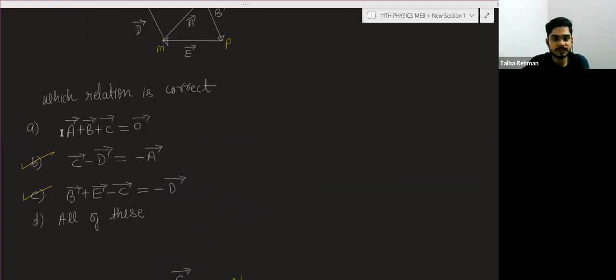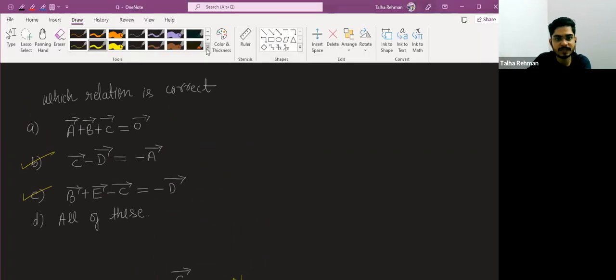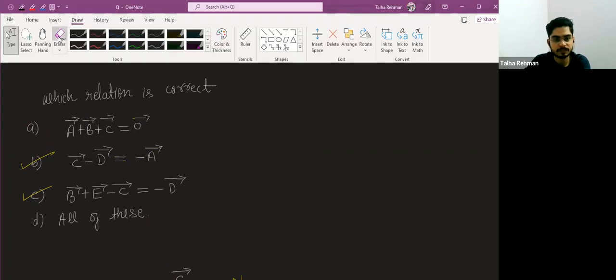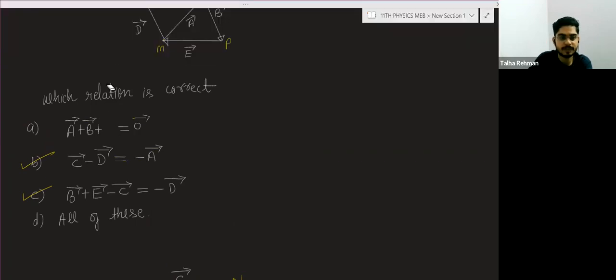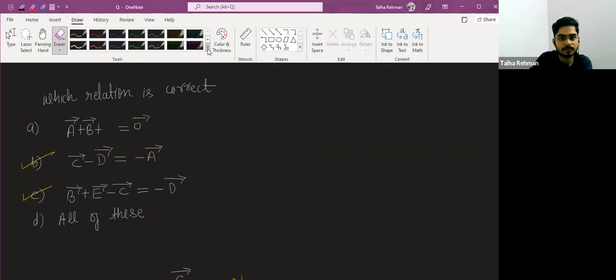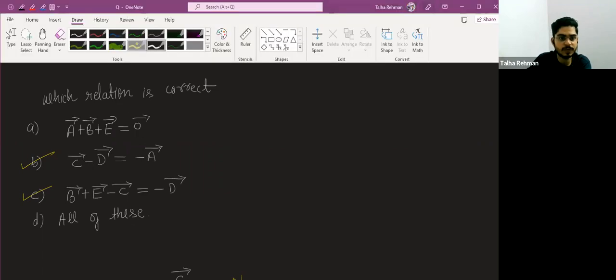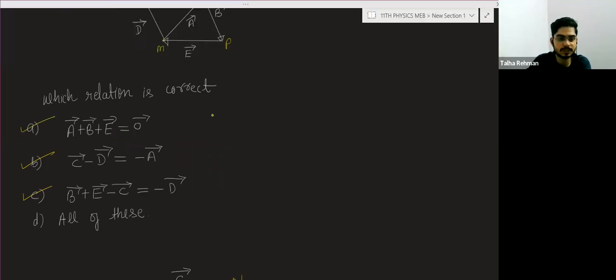But this option is incorrect. So we can change this option because I think I have written it incorrectly. Here it will be E vector. E vector is equal to 0 vector. So this option will also be correct. So the answer will be all of these.